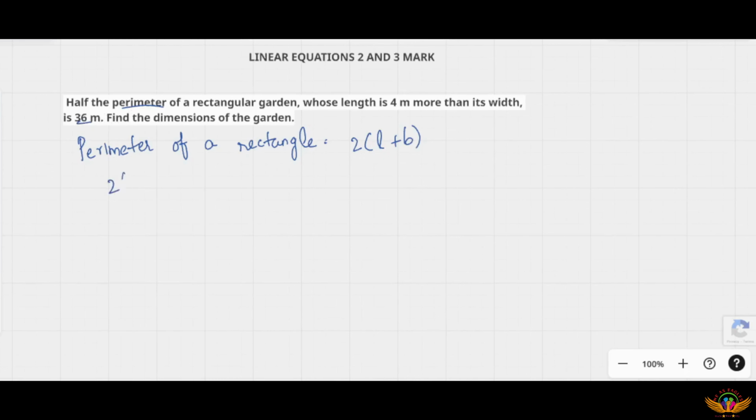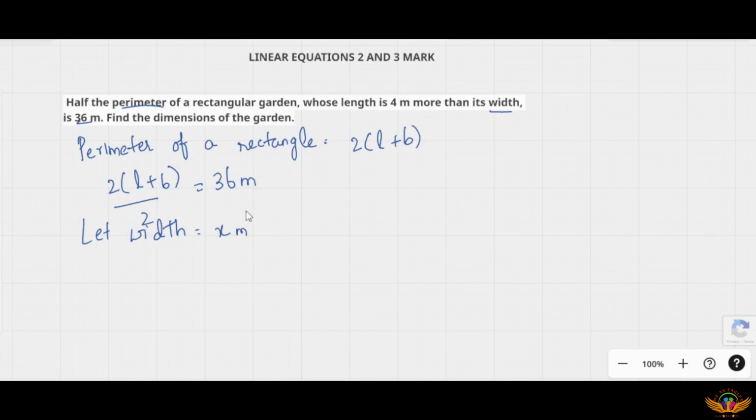Half the perimeter means you have to divide it by 2. Exactly half. By 2 is how much? They are giving 36 centimeters. Okay, done. And they told that length is 4 meters more than its width. Do you know width? We don't know. So let us assume that width is x. Okay, let width be x meters.